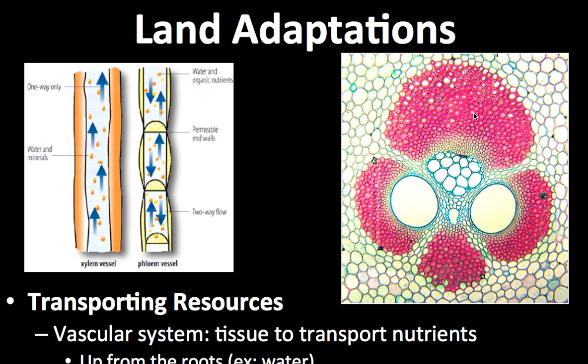So next, what was the other land adaptation? It is transporting resources, that is, the vascular system got developed. The vascular system includes the tissue to transport nutrients. That includes xylem and phloem.